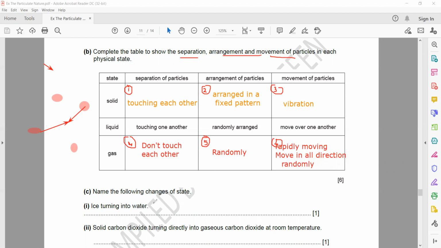Name the following changes. Ice turns into what? Turning to water. What do we call a solid carbon dioxide turned directly into a gaseous carbon dioxide? We call that sublimation.